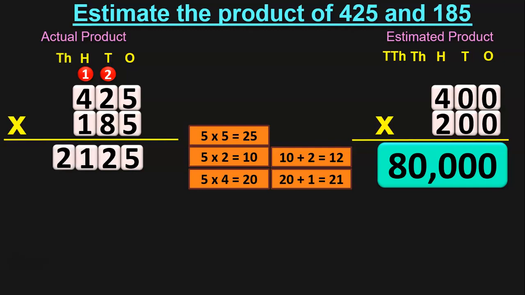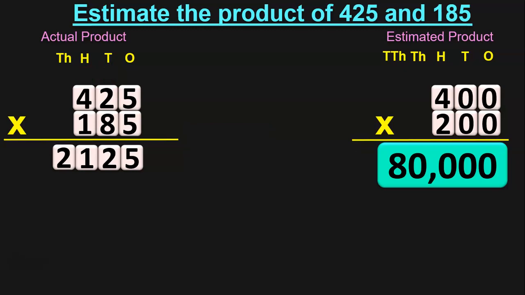1 and 2 will move to the thousands place. So you get 2125 when you multiply 425 by 5. The next step is to multiply 425 by 80 because 8 is there in the tens place. Before doing the multiplication, you have to add a 0 in the ones place.